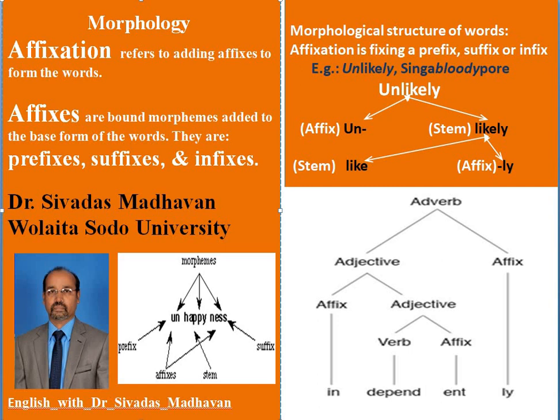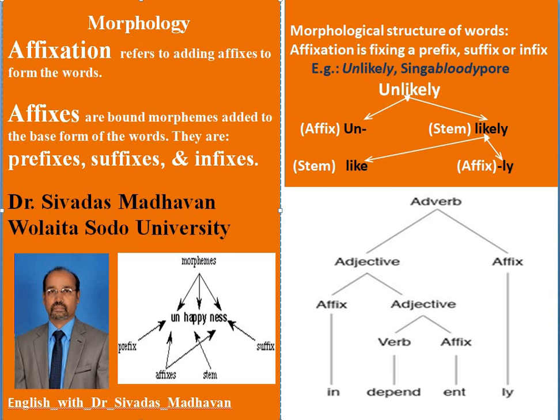An affix means that which is added to the word like prefix or suffix or infix. So here in the case of unhappiness, there are three morphemes and two affixes. Un is an affix and ness is another affix. And happy is the free morpheme, unhappiness. So this word has prefix and suffix.